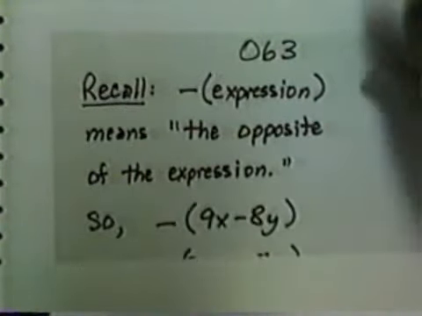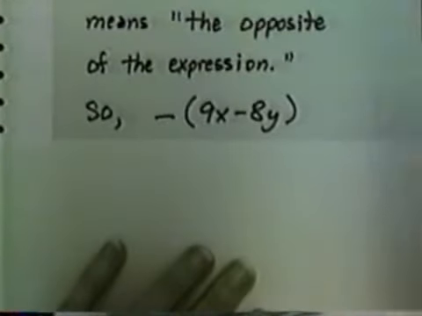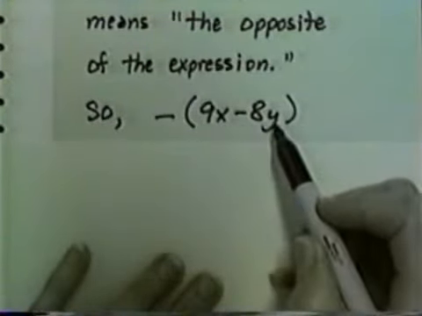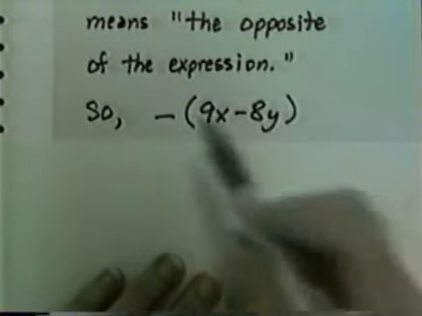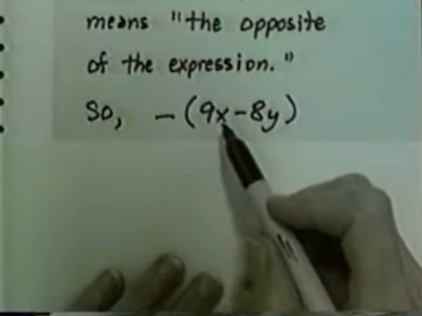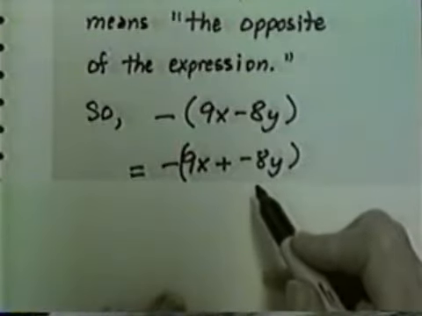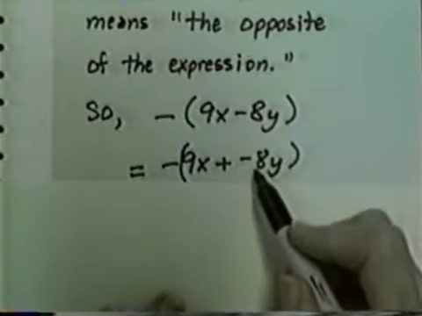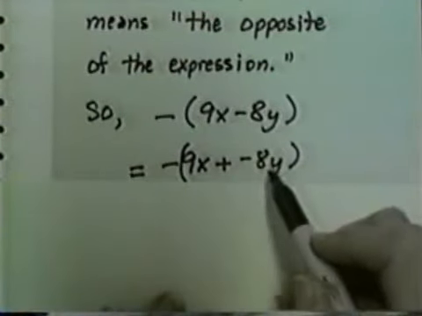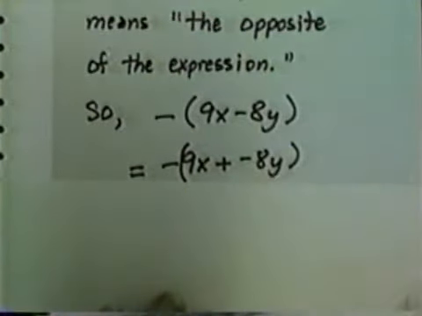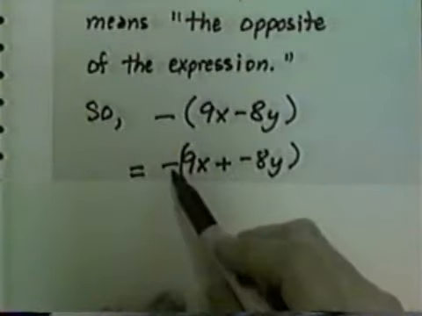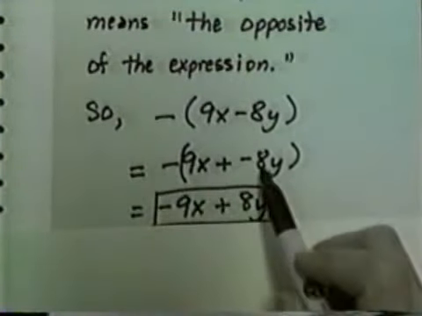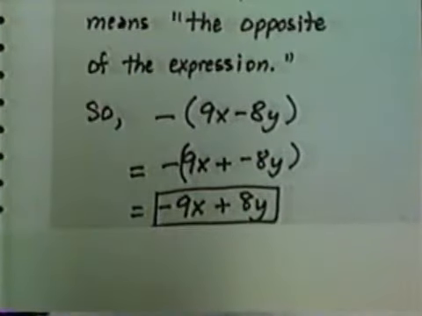So we can think of this expression as being the opposite of 9x subtract 8y. The opposite of 9x is negative 9x. Subtract will change to add negative. And the opposite of negative 8y is positive 8y. And so we get the opposite of 9x to be negative 9x, the opposite of negative 8y to be positive 8y.